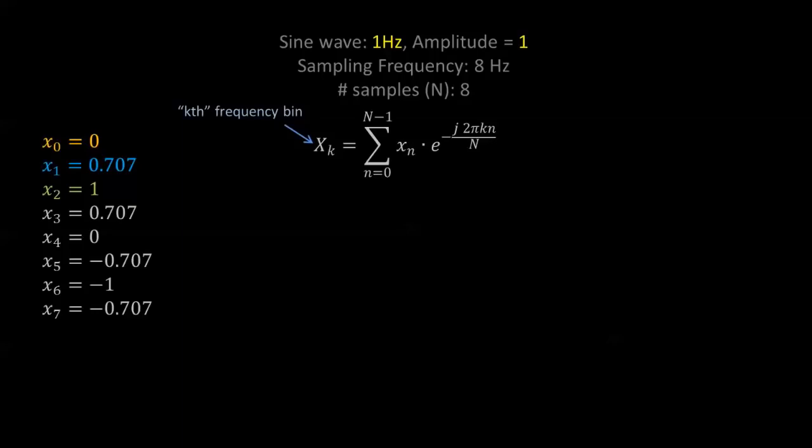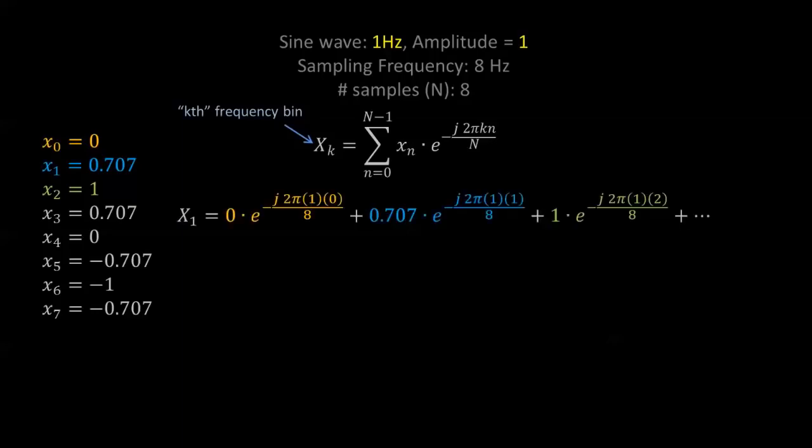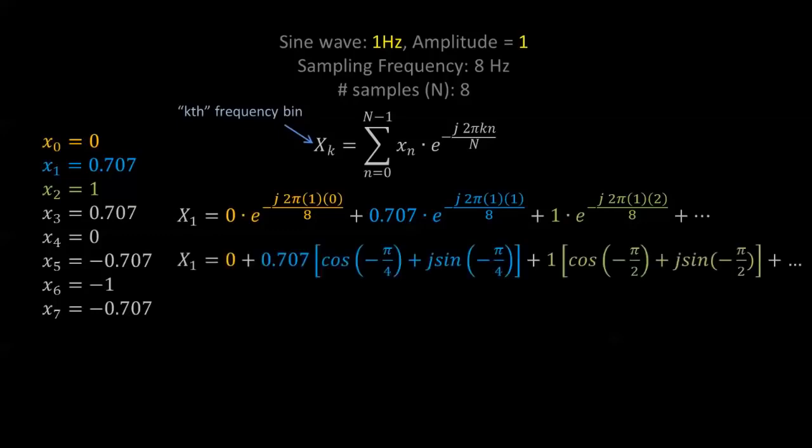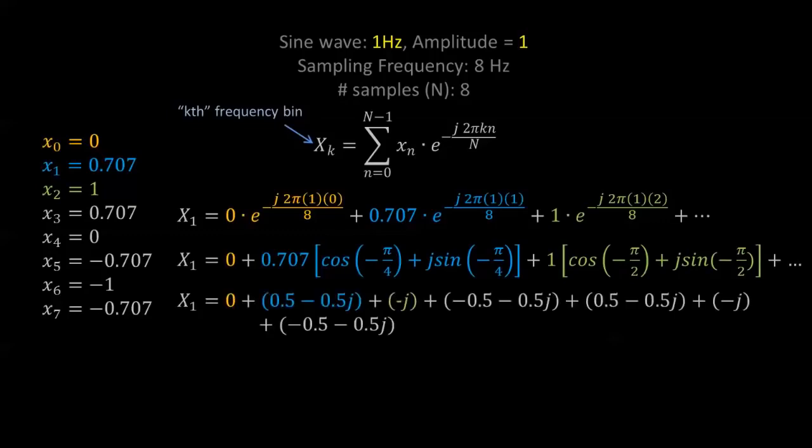For the first frequency bin, we can expand out the exponentials and then use Euler's formula to change that into a set of sines and cosines. And we can perform those operations and add it all together. And what we end up with for the first frequency bin is negative 4j.